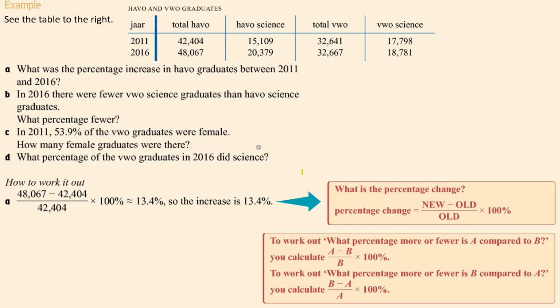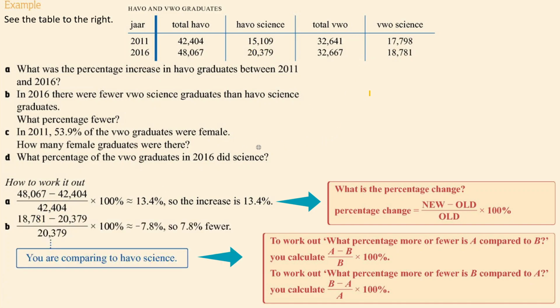Okay, so this is the economics, new minus old over old. In 2016, there were fewer VWO science graduates than HAVO science. Hey, this is something compared to something. In 2016, VWO science compared to HAVO science. If we have this, the "then" indicates that HAVO science is the B, right? So it would be VWO minus HAVO over HAVO. So we get 18,718, this one, minus 20,379 over 20,379 times 100%. It's negative here, so 7.8% fewer. Okay, use this formula here.